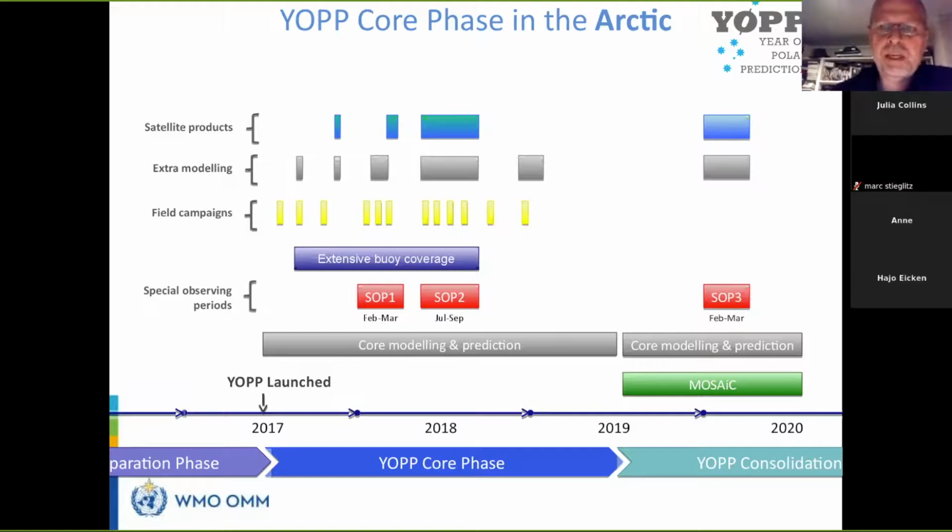And then there will be a third special observing period during the consolidation phase of YOPP that will happen in 2020 in the period of February to March. And that's coincident with the MOSAiC drift.